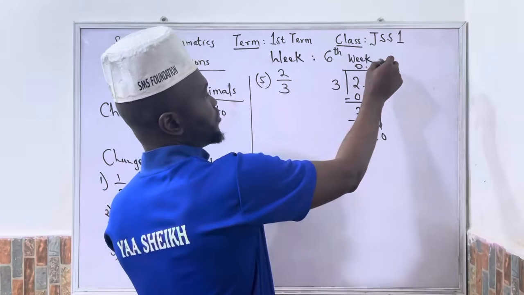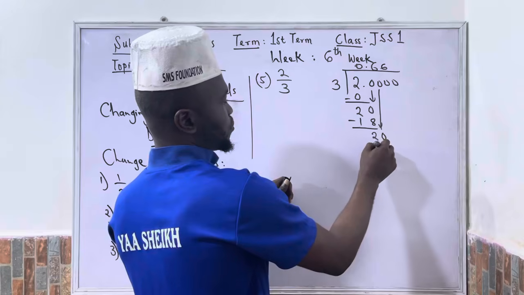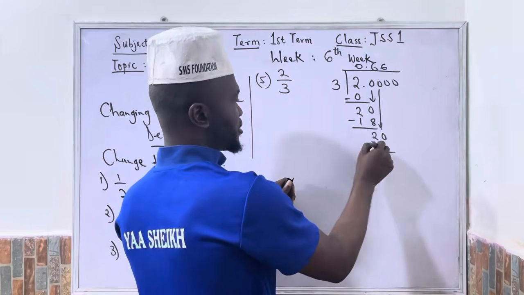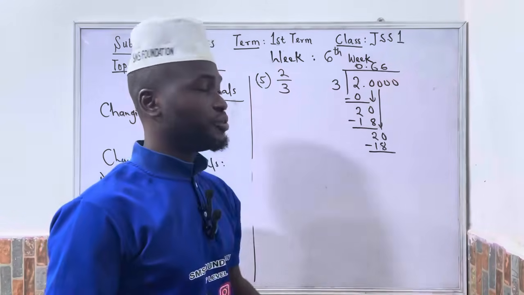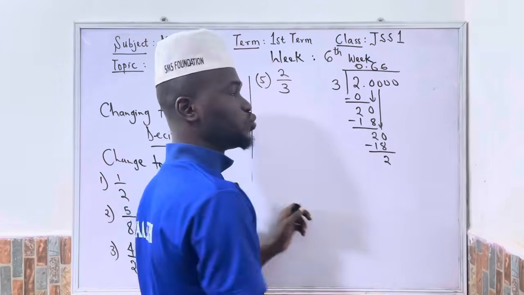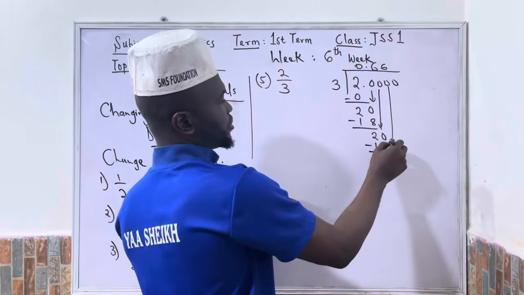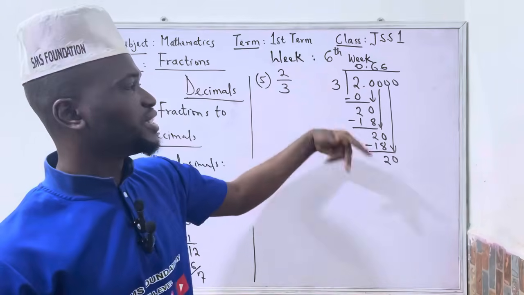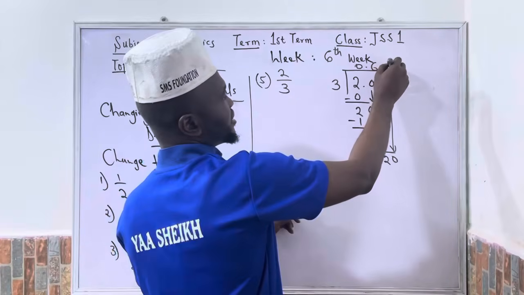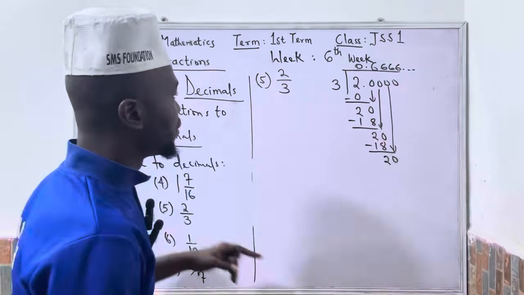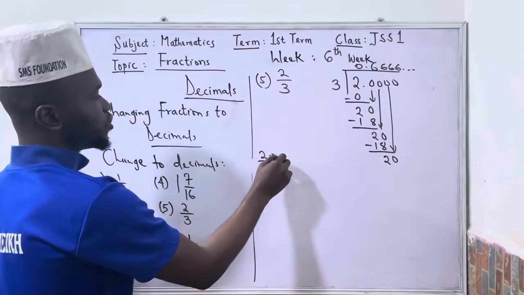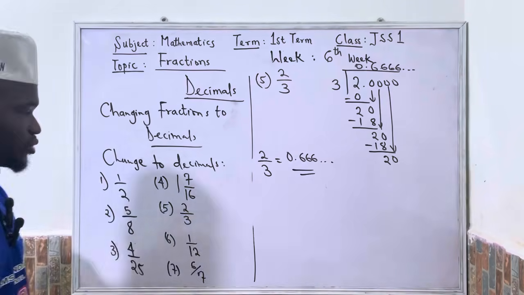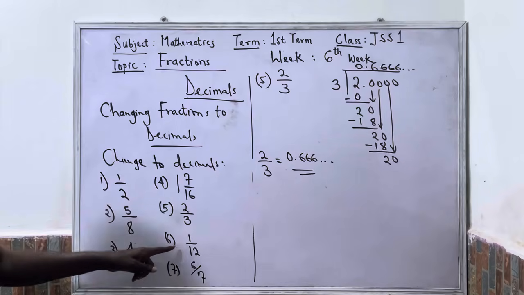3 in 20, that will still give you 6. 3 times 6, that will be 18. 20 minus 18, that will still give you 2. What's happening? Bring down the next 0, this will give you 20 again. If you continue this process, you keep getting the same thing. So you keep getting 6, 6. So this is what I call a recurring decimal. So 2/3 is equal to 0.6666, continues like that.